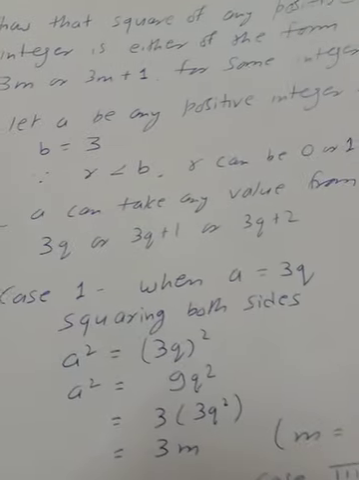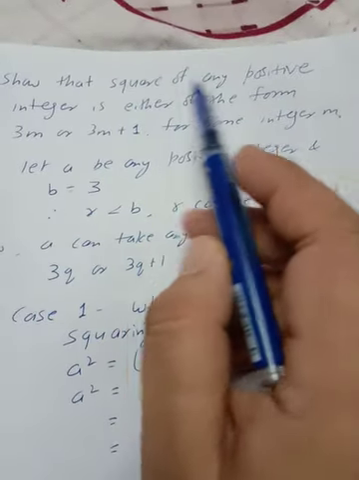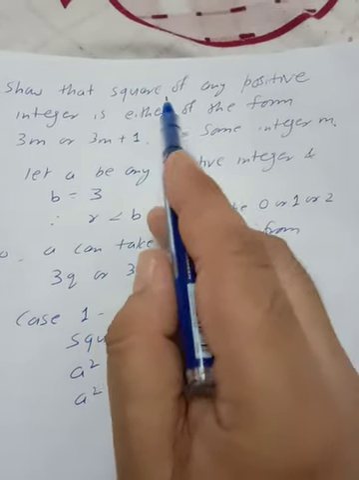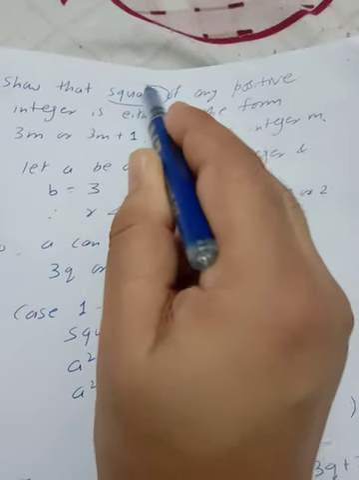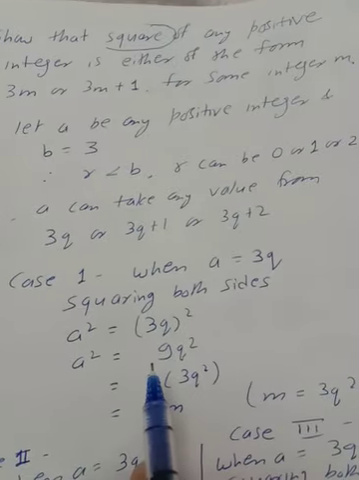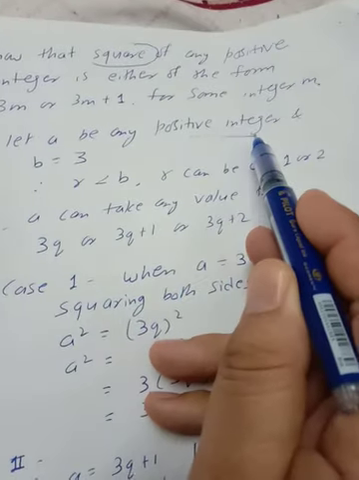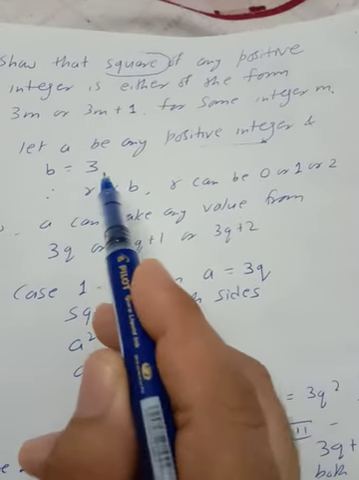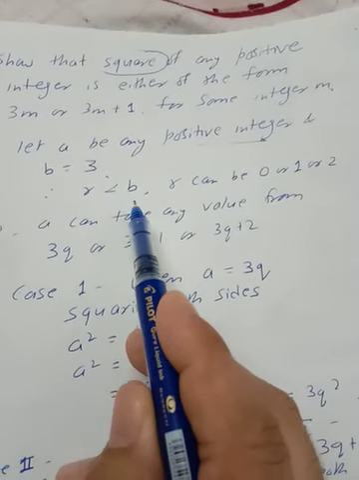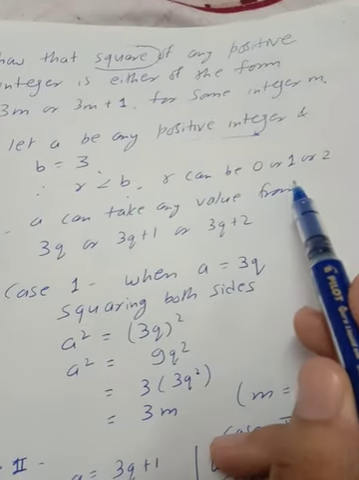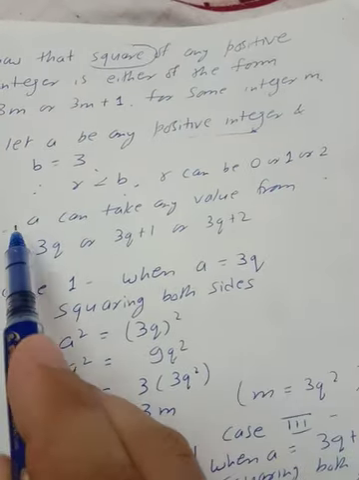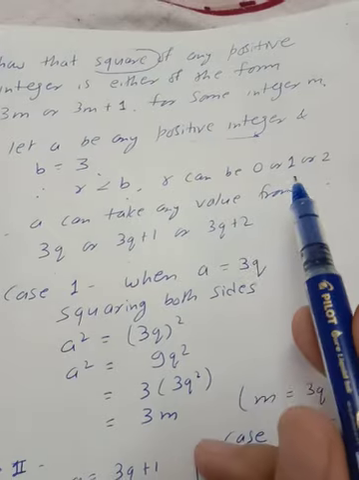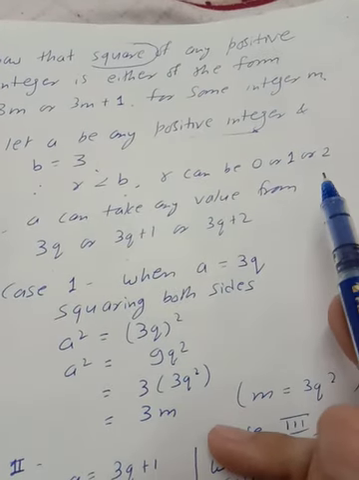Next, we have to show that the square of any positive integer is either of the form 3m or 3m plus 1. So in this case, we have to show the square of any positive integer. We start our steps the same way. Let a be any positive integer. Because it's of the form 3, we will take our b as 3. And the same way, the remainder is always less than b, so r can be 0, 1 or 2. So a can take any value. It may be 3q for remainder 0, 3q plus 1 for remainder 1, and 3q plus 2 for remainder 2.